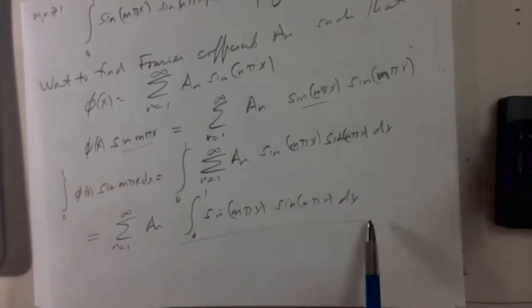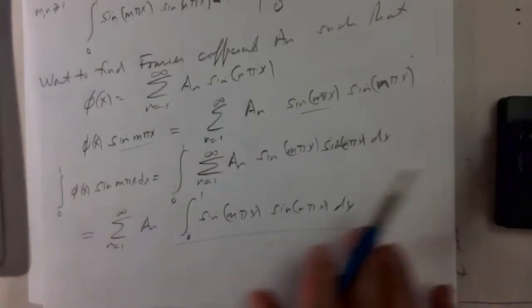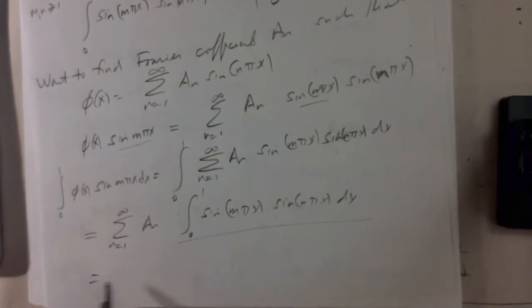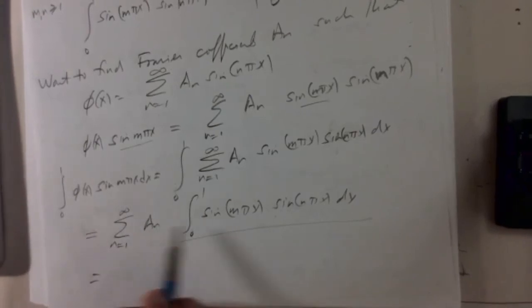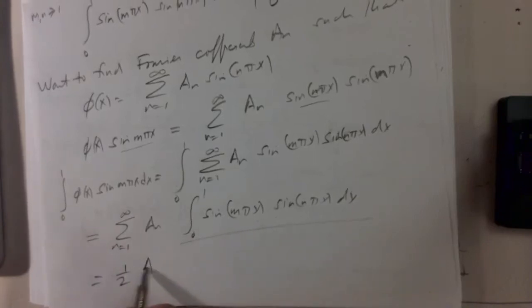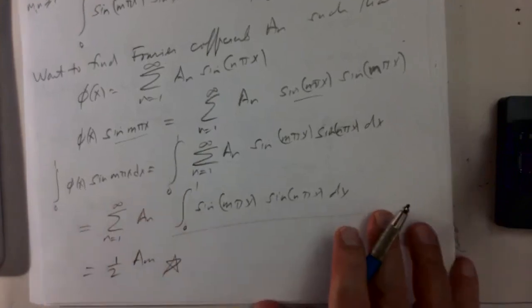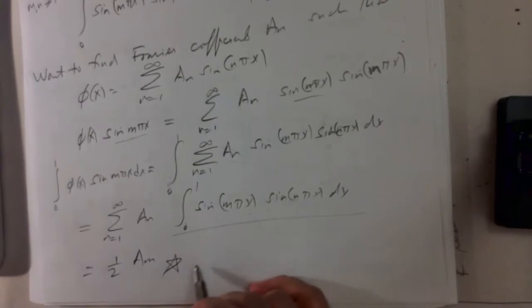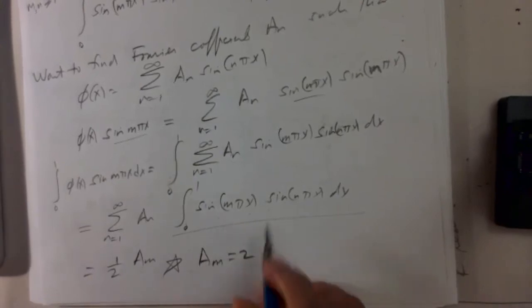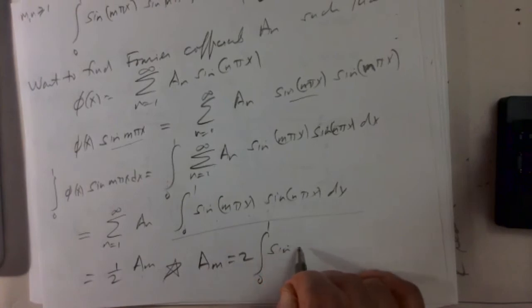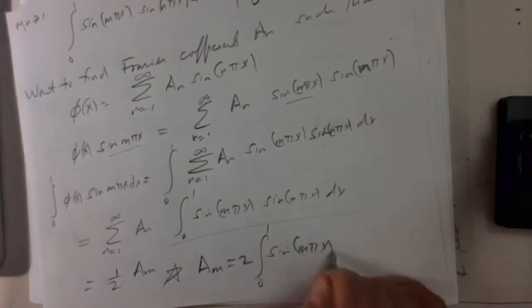And what do we know about this integral? It's 0 unless m equals n. So if n is different from m, this is 0. And if n equals m, this is a half. So this is a half a_m. In other words, I've now computed a_m. a_m is equal to 2 times the integral from 0 to 1 of phi of x sine m pi x dx.